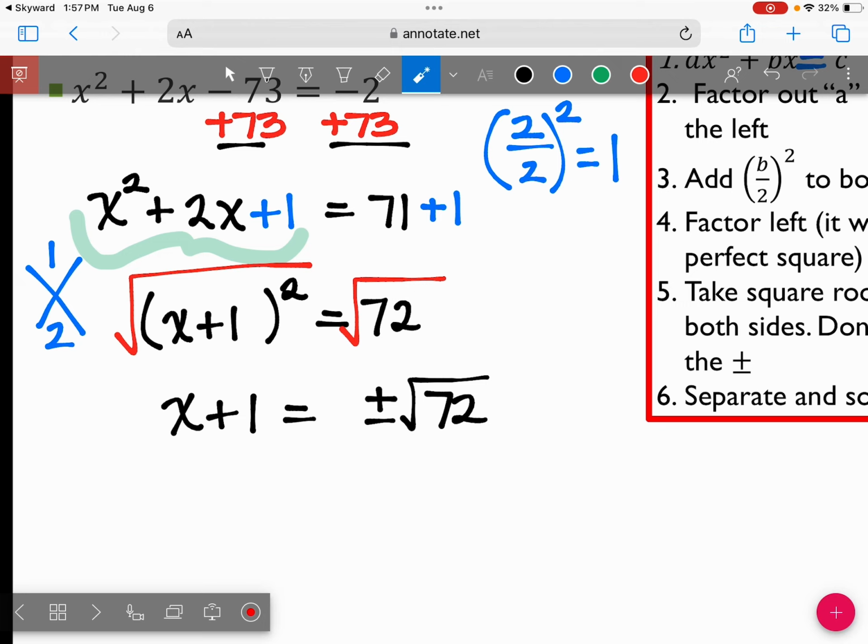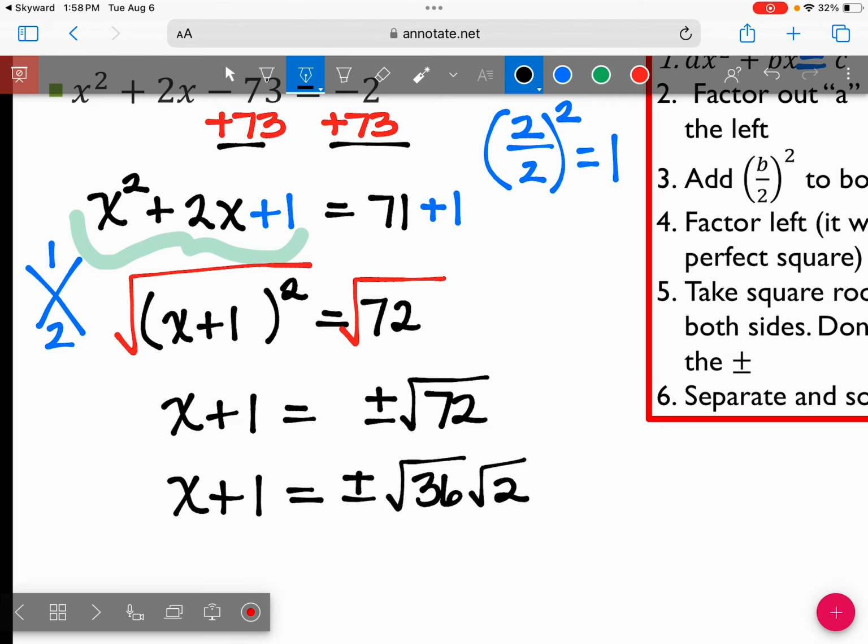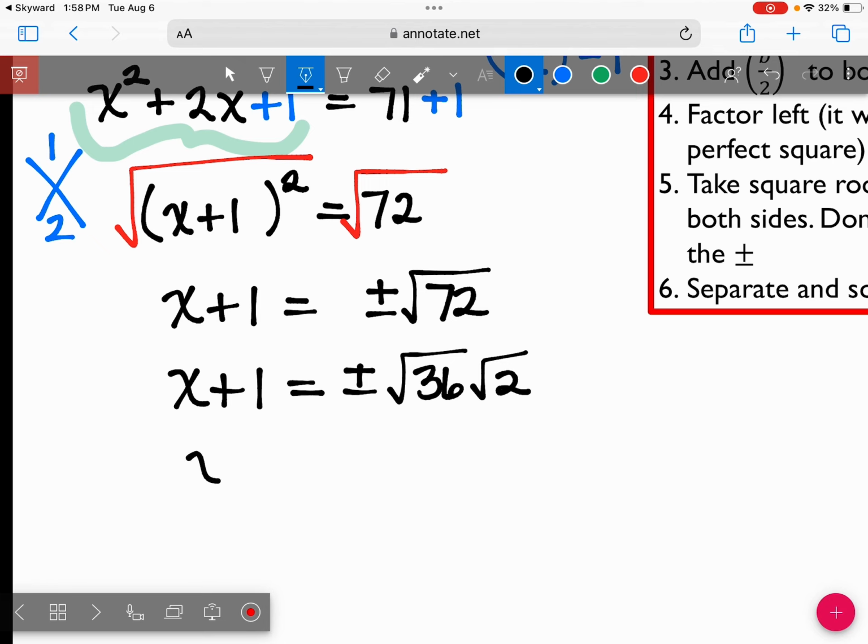So what is the largest number in my list that will divide into 72? 36. 36 times what is 72? So you're going to break this apart to x plus 1 equals plus or minus the square root of 36 times 2. So x plus 1 equals plus or minus 6 square root of 2. So I'm going to pause right there. Does everyone see how we got where we are right now?